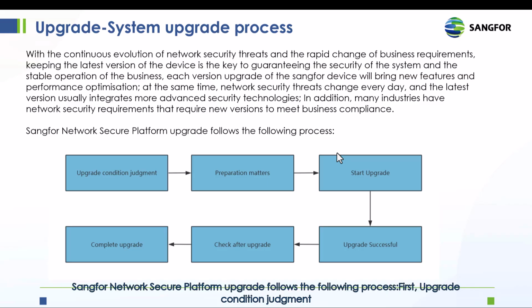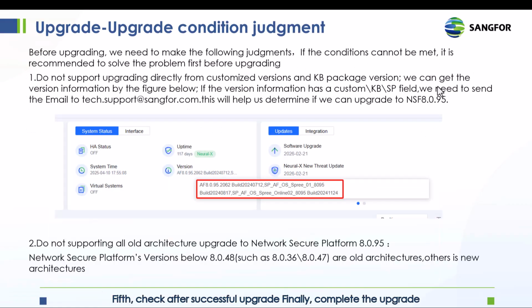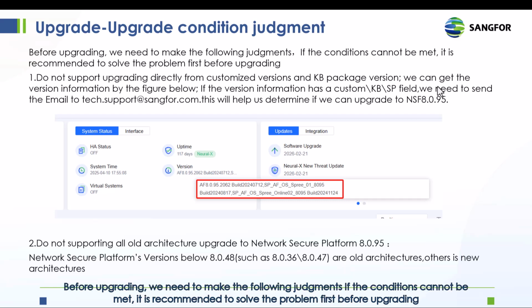SANGFOR Network Secure Platform Upgrade follows the following process. First, upgrade condition judgment. Second, preparation matters. Third, start upgrade. Fourth, upgrade successful. Fifth, check after successful upgrade. Finally, complete the upgrade. Before upgrading, we need to make the following judgments. If the conditions cannot be met, it is recommended to solve the problem first before upgrading.